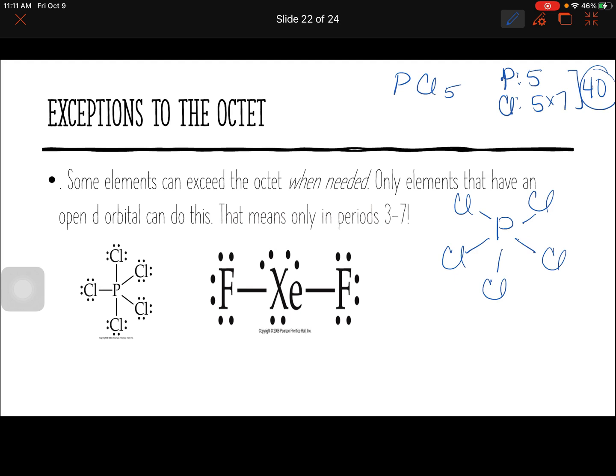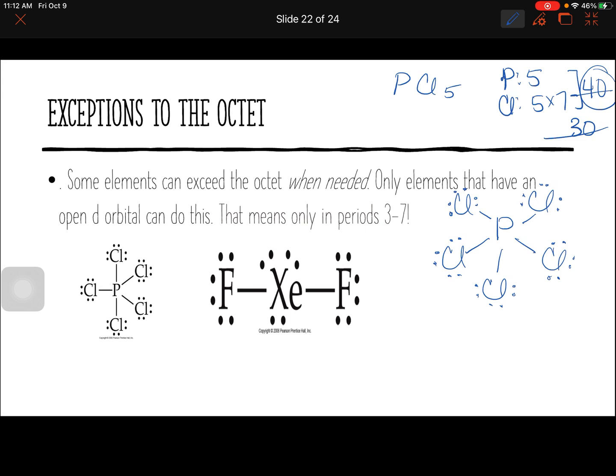Connect them to the center. So I just did 10 electrons, right? So 30 more electrons are left to draw in my picture. I'm going to satisfy the octet of my perimeter elements. So each chlorine needs to get 6 dots to complete their octets. 6 dots times 5 chlorines is 30 electrons. It's done. So this phosphorus in the center is showing 10 valence electrons.